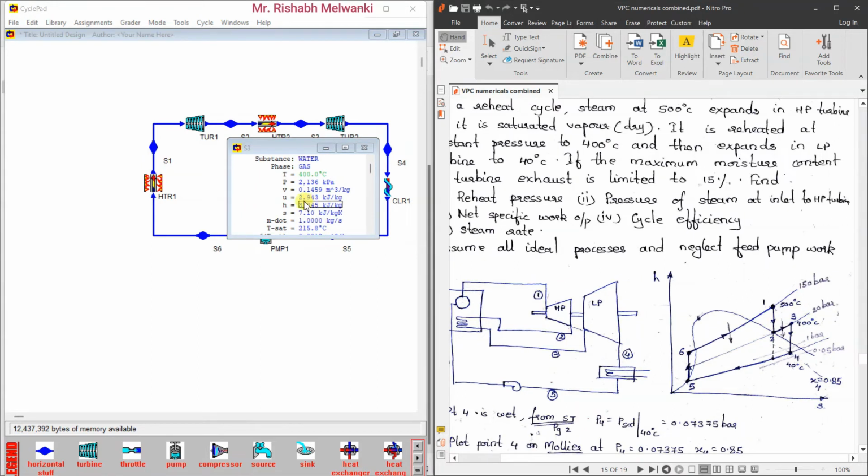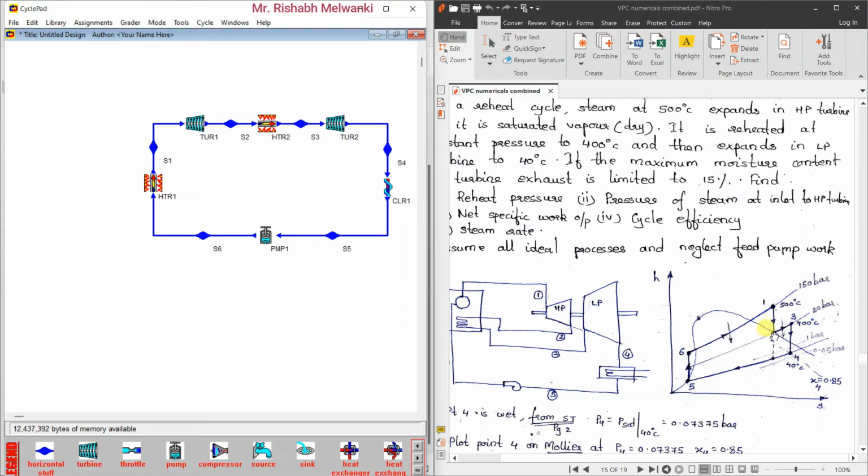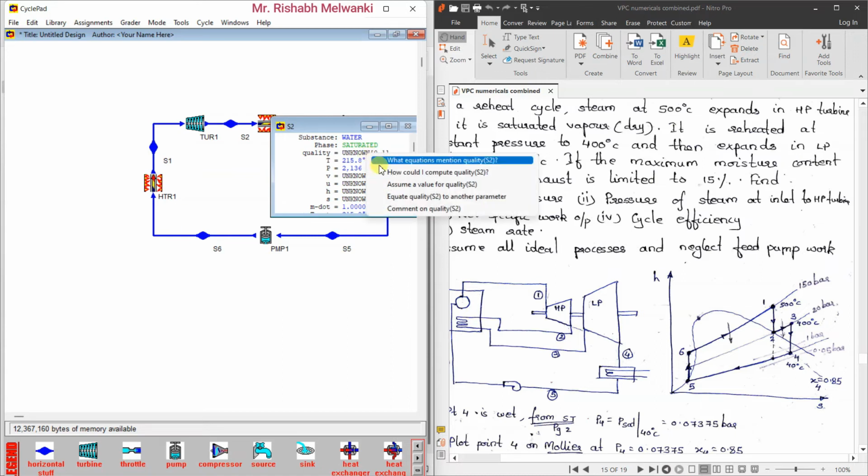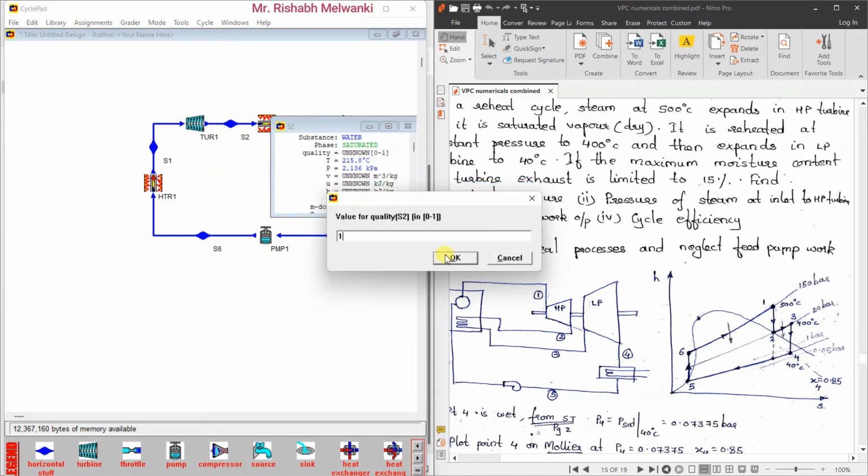And what is the pressure being shown over here? 2136 kilopascal. Okay, and we have got approximately 20 bar from the Mollier diagram. Now next is point number 2. Point number 2 is on the saturated vapor curve, so here the dryness fraction is 1. So I'll select point number 2, phase, select a phase, it will be saturated, and dryness fraction, that is quality, will be 1. Okay.